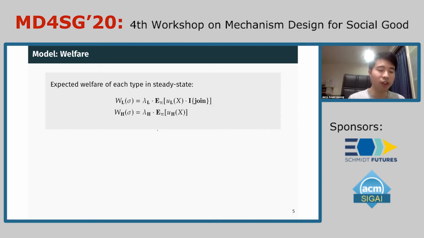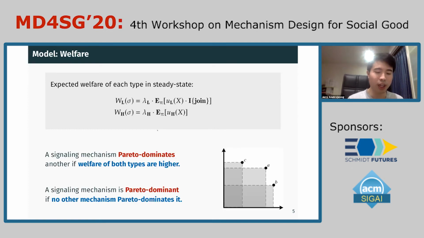We define the welfare of each type in a standard way. With two types of welfare, we can define Pareto dominance. A signaling mechanism Pareto dominates another if the welfare of both types are higher, and it is Pareto dominant if no other mechanism Pareto dominates it.